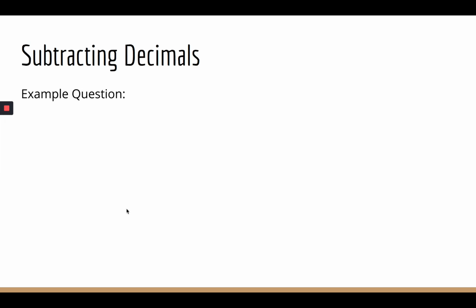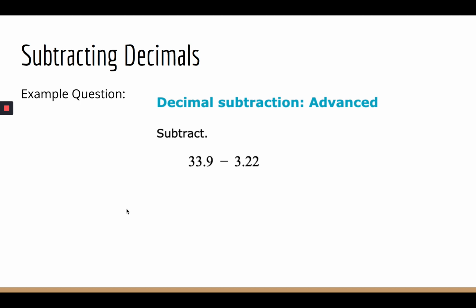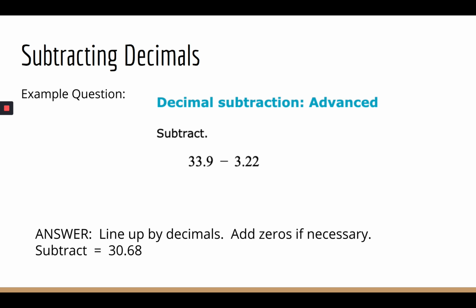Same thing with subtracting decimals. You want to line up by decimal. So again, they might not necessarily look like they're going to line up, but you would put the 33.9 and you would line up by decimals. If you want to try and solve this on your own, you can pause the video now. But you'd end up with 30.68.